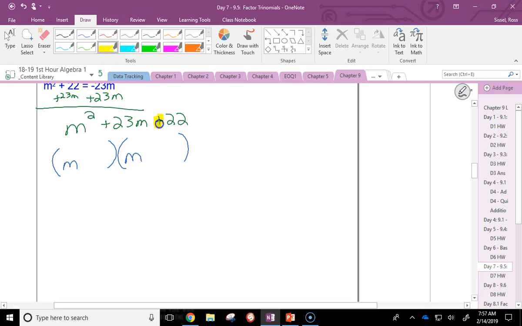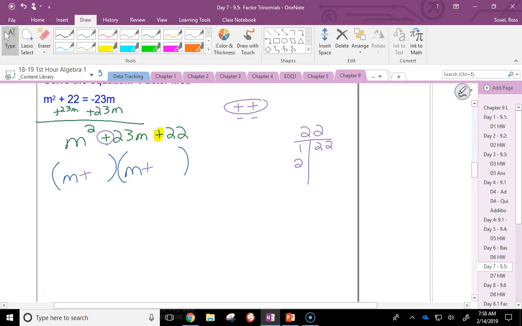So I set up m, m. Remember, because our c term is positive, I'm going to have either 2 positives or 2 negatives. Since our b term is positive, we use 2 positives. So m plus, m plus. You should have found your factors of 22. Of 23? What? No, 22. Yeah, I'm right. 22, because 22 is your c term.